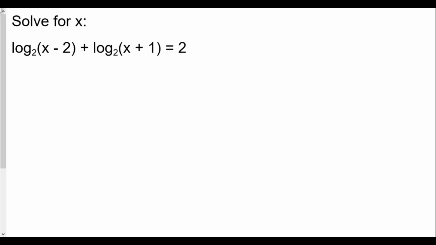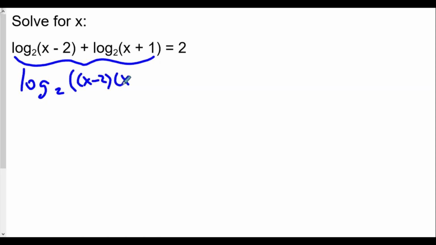In the previous question, we had the two logs adding to each other equal to another log. Here it's equal to a number. And so our first step is very similar to the last question, where we're going to combine the two logs, the log base 2 of x minus 2 plus log base 2 of x plus 1, into a single log. These two combine by taking the product of the two insides. So it's log base 2 of x minus 2 times x plus 1 equals 2.